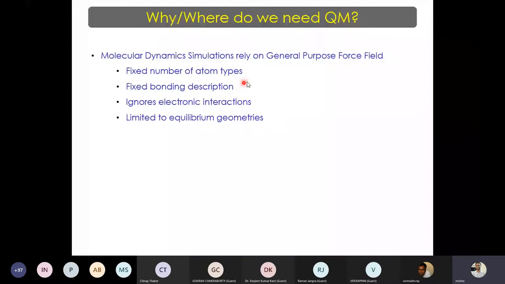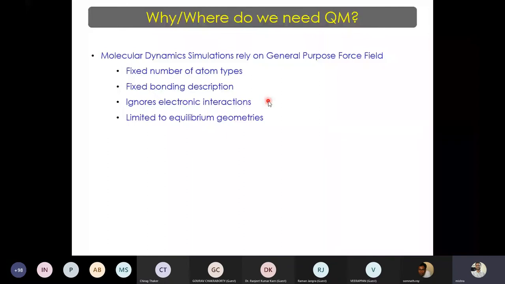Since you saw in the force field that you have harmonic potentials for the bonds, for the angles, and for the torsions, the sampling that you do would be limited to the equilibrium geometries. That is because of the very nature of the force field that we have designed. More importantly, the force field that we use completely ignores the electronic interactions. It in fact considers a molecule as a set of atoms.